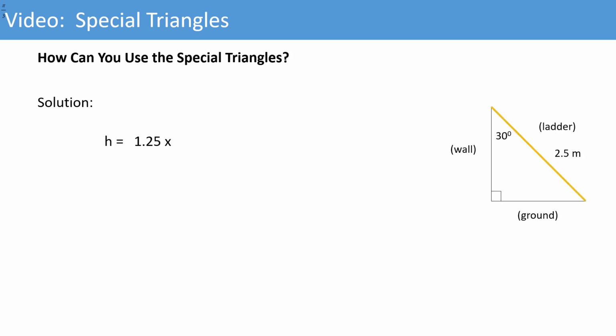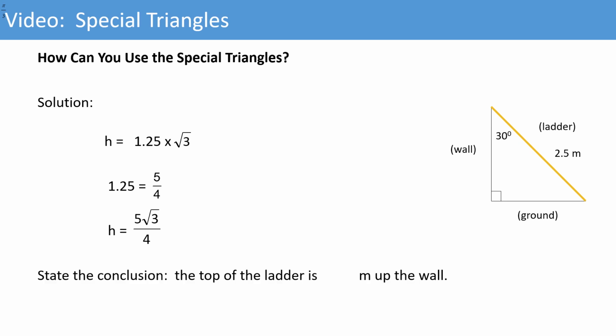Continuing on, h is 1.25 times square root 3. So 1.25 is equal to 5 over 4. Now, how did I get that? I converted 1.25 to 1 1/4, 1 plus 1 over 4. I took the common denominator 4, and it became 4 over 4 plus 1 over 4 to get 5 over 4. So h is 5 square root 3 divided by 4.